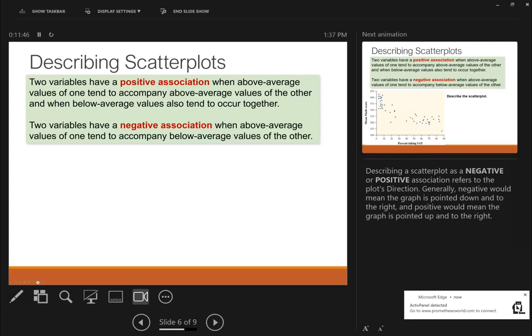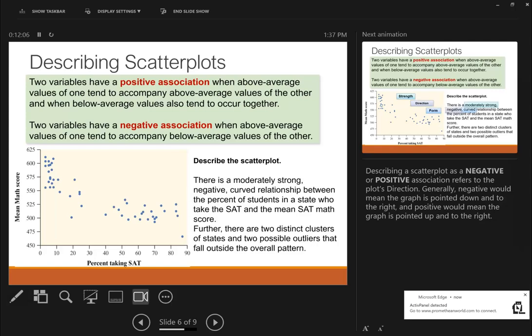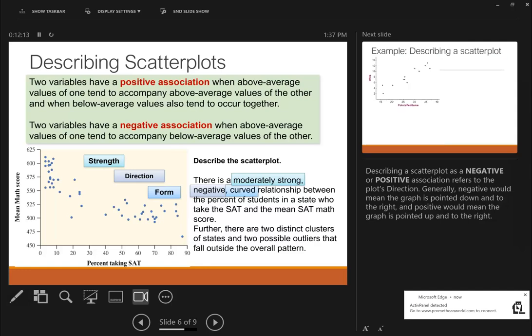Everybody's okay with that? So what is that the answer to? Direction. Direction is the description that is either positive or negative. Okay? So if we look at this guy, we would say this is negative direction. So the direction is negative.